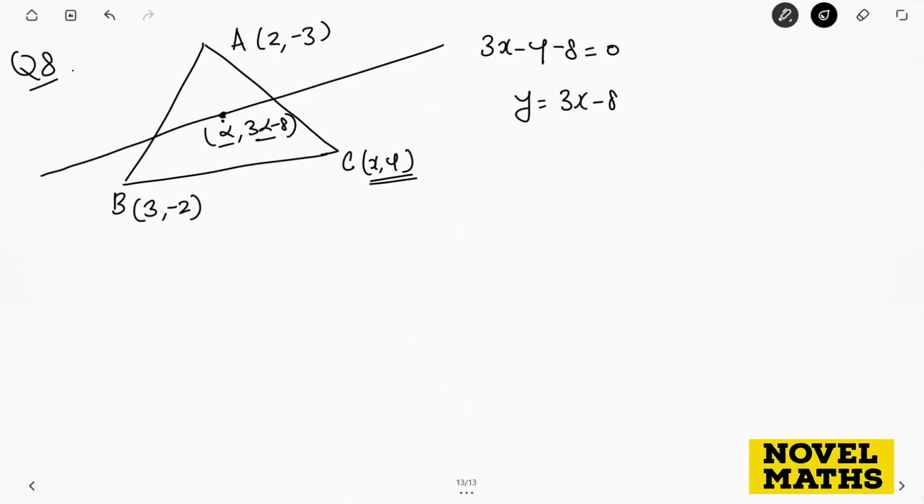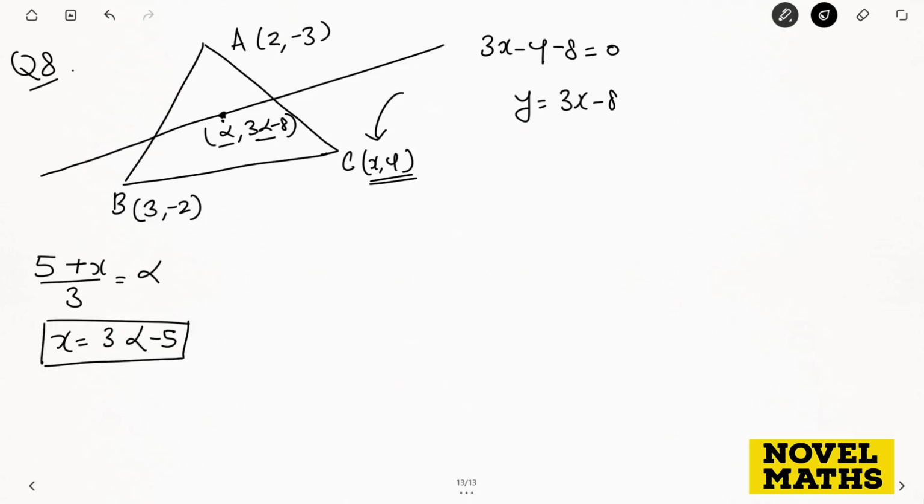2 plus 3 is 5. So 5 plus x over 3 is given alpha, right? So x is 3 alpha minus 5. So the target is to put everything in just one term, alpha, right?